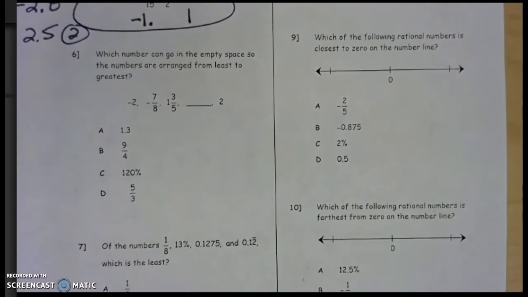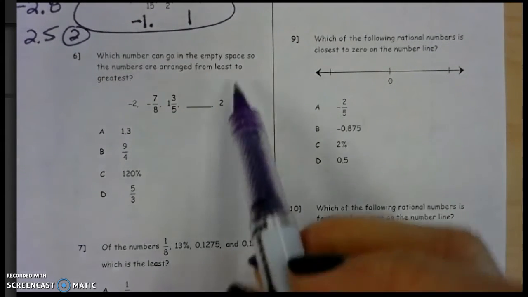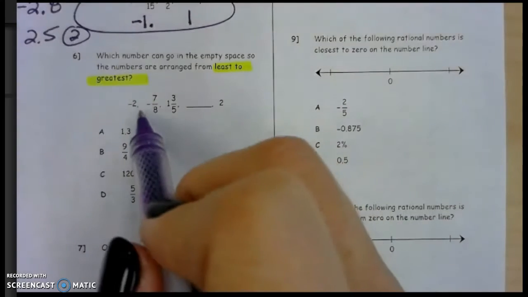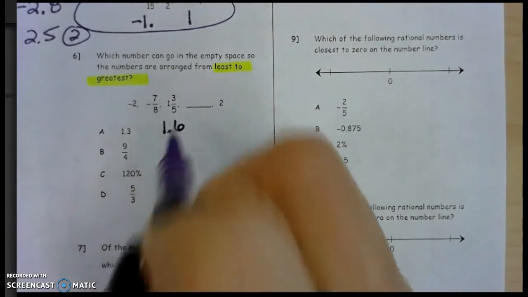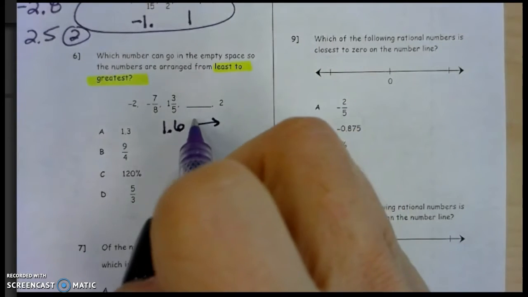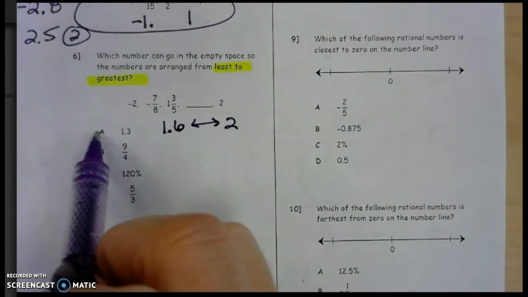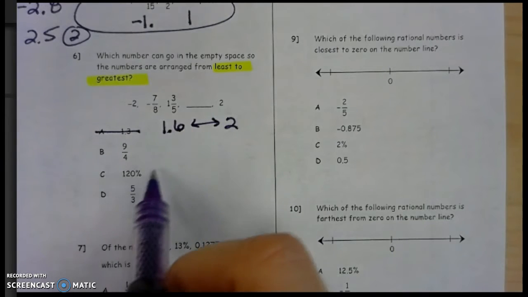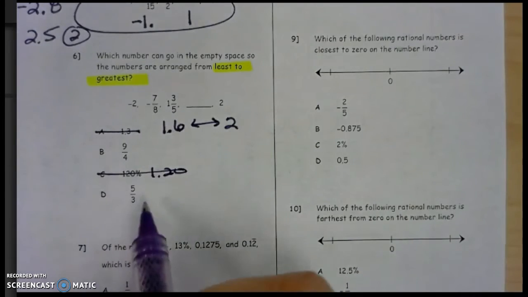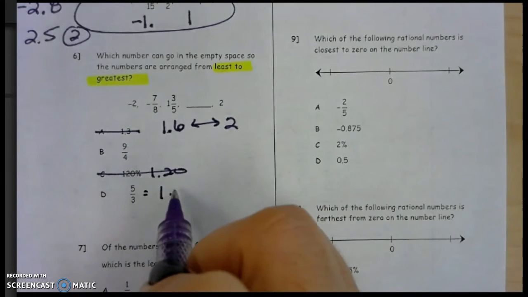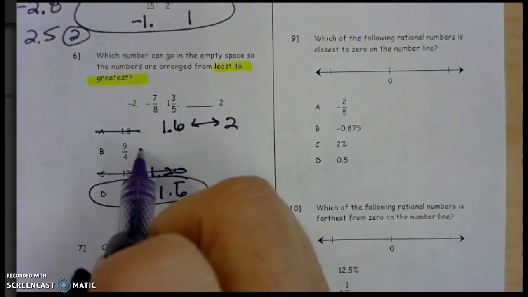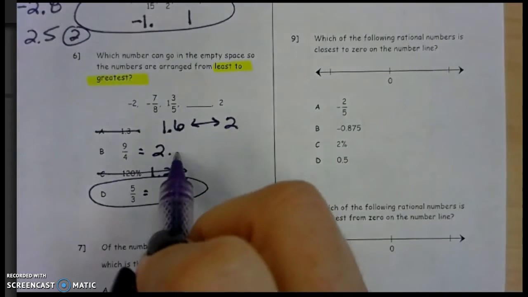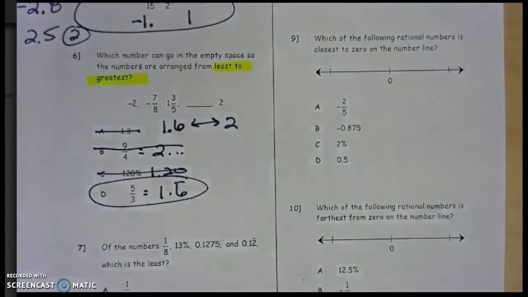Number 6. Which number can go in the empty space? So the numbers are arranged from least to greatest. We want to go from smallest to biggest. We've got negative 2, negative 7/8, 1 3/5, which as a decimal is 1.6. So we need to be between 1.6 and 2. 1.3 is too small. 1.20 is too small. 5 divided by 3 is 1.6 repeating, which looks to be okay. And then, of course, 9 over 4 is 2 point something, which is going to be greater than 2, which eliminates it as well. The answer here is D.